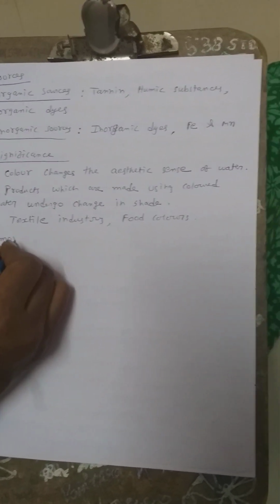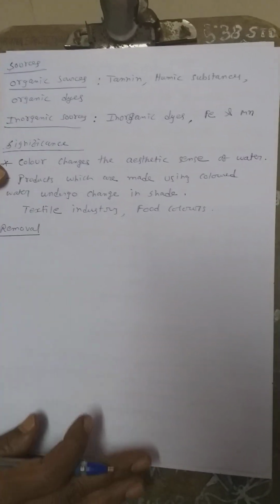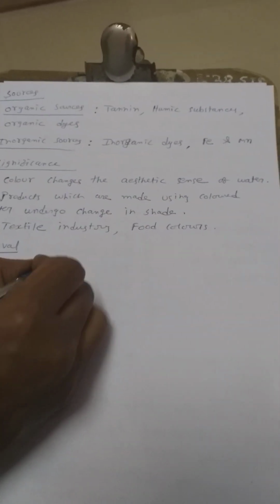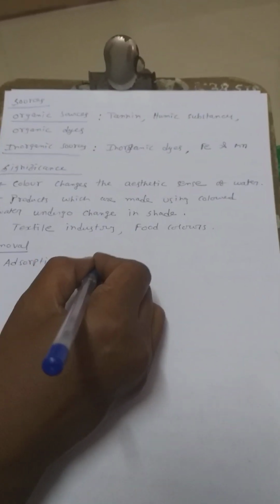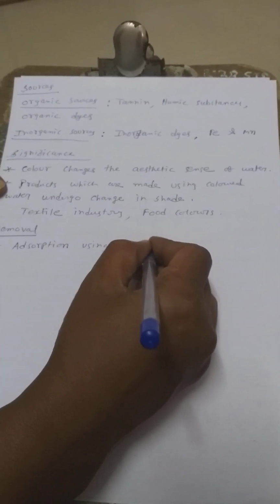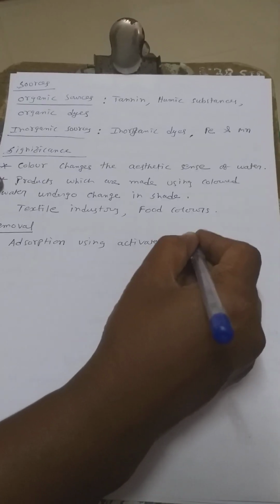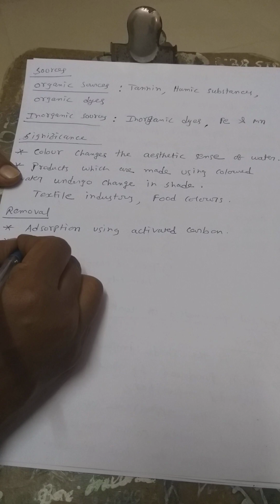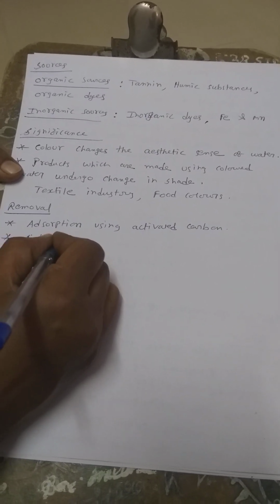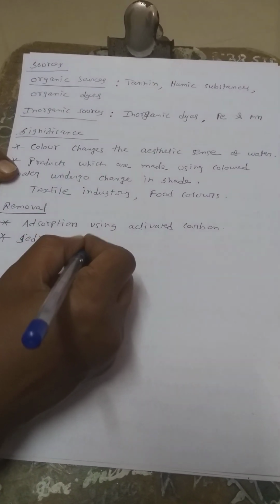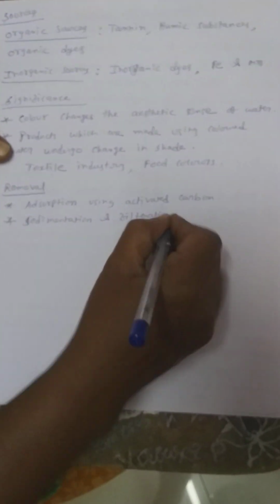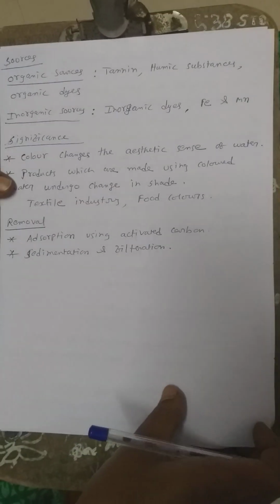And coming to removal, the method used for removal of color in water is mainly adsorption using activated carbon, and sedimentation and filtration also help in removal of color.